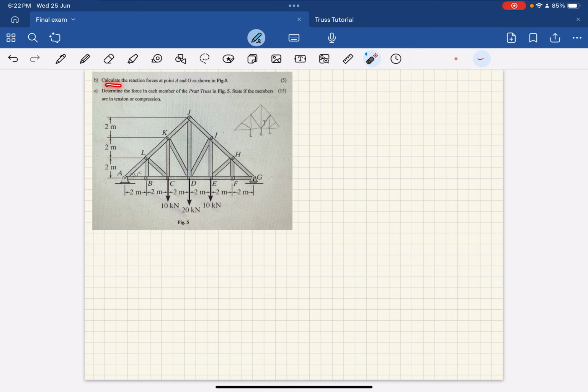Remember I mentioned part B, calculate the reaction force at point A and point G in figure 5. So this is actually figure 5. Sorry for the initial confusion. And we have part C, which is determine the force in each member of the Pratt truss in figure 5. State if the members are in tension or in compression.